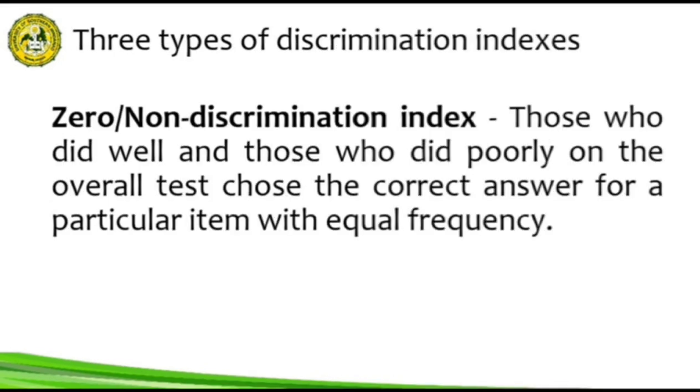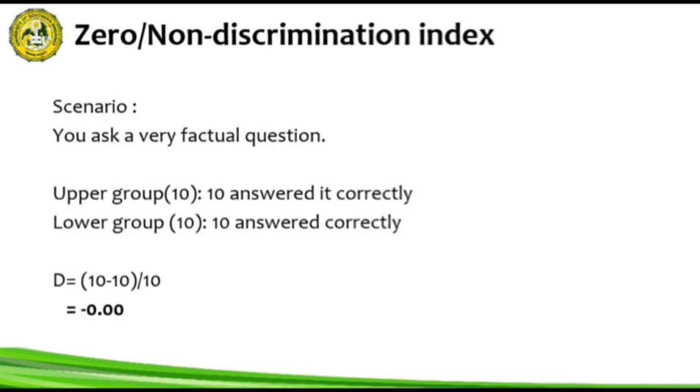So the third type of discrimination index is the zero discrimination index or the non-discrimination index. These are those who did well and those who did poorly on the overall test choose the correct answer for a particular item with equal frequency. So ito yung chances na equal yung nakatama sa upper at lower group. In the scenario, you ask a very factual question. It results for the upper and the lower group to answer it correctly. So plugging it in our formula, it results to 0.00.